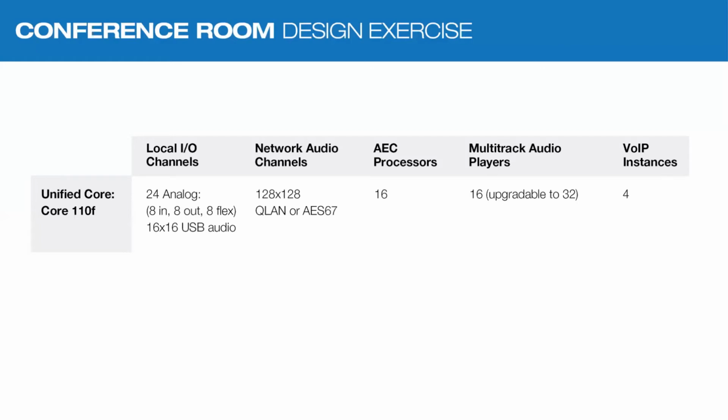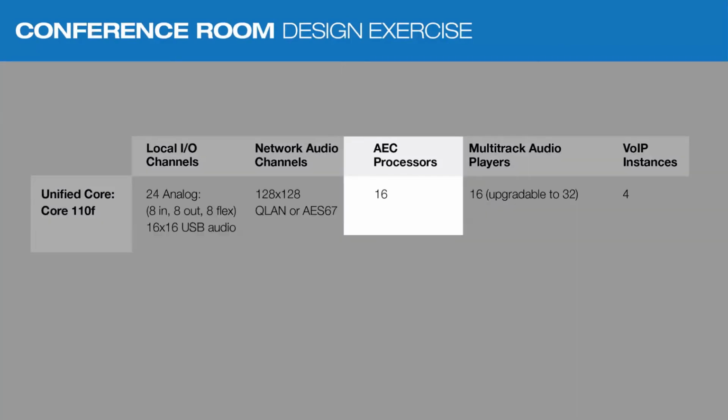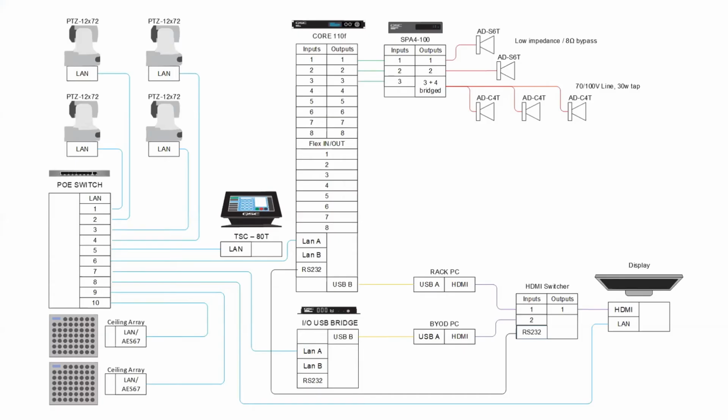So let's look at a solution with more microphones. In our previous design, we used 10 channels of acoustic echo cancellation. You can see that this will be the first limitation that we'll run into, as the other figures are quite high. So now we've replaced the 10 microphones with 2 ceiling mics, 2 8-channel ceiling mics. These are AES67 compatible, so they'll connect to the switch for audio, control and power.